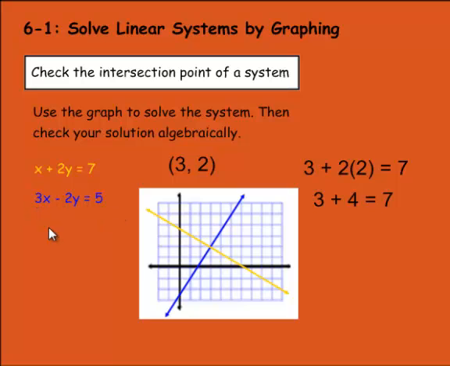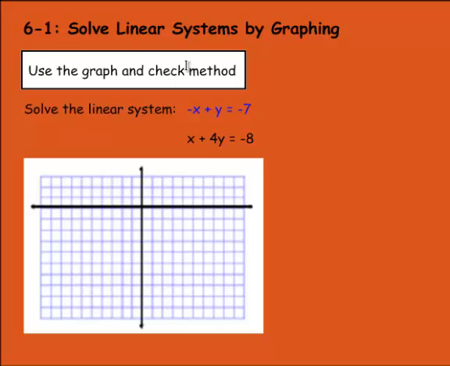How about this one? 3x minus 2y equals 5. Let's plug in that. 3 times 3 minus 2 times 2. Does that equal 5? Well, 3 times 3 is 9. Minus 4. Does that equal 5? That is also true. 5 equals 5. So we see that by finding the intersection, we can find the answer.